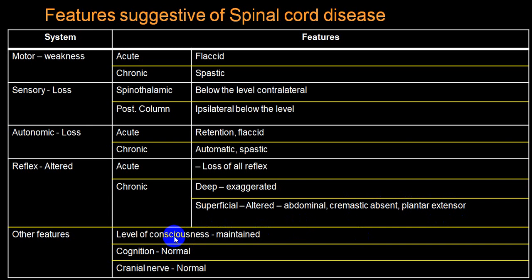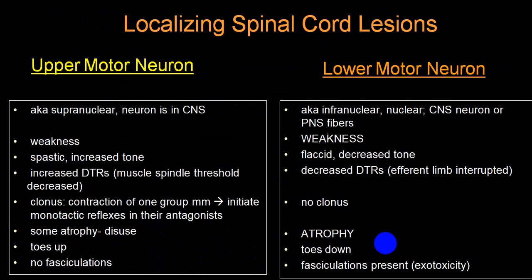There will be never altered level of consciousness. Cognitive function will be preserved. Cranial nerves will not be involved. If you have got altered level of consciousness, disorientation, cranial nerves involved, it has to be intracranial pathophysiology, not extracranial pathophysiology. And we will have two groups of findings as far as involvement of motor system is concerned. We get upper motor neuron finding if we get involvement of corticospinal tracts.